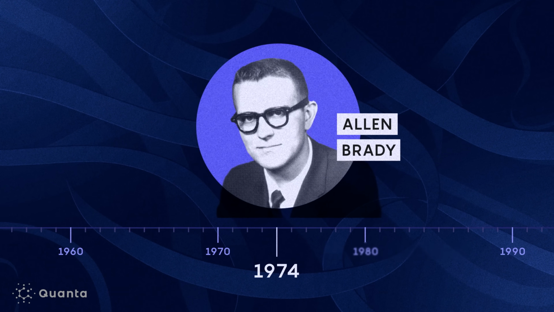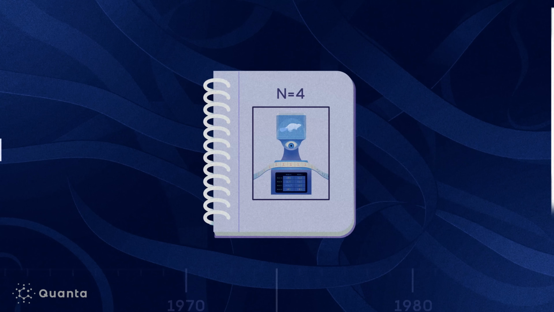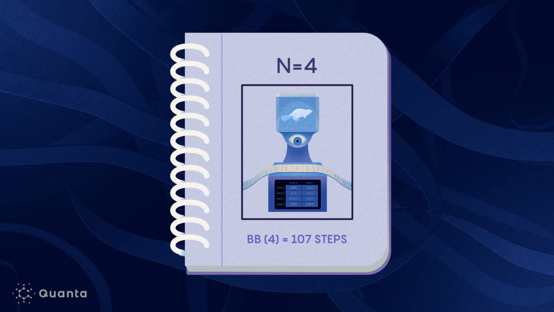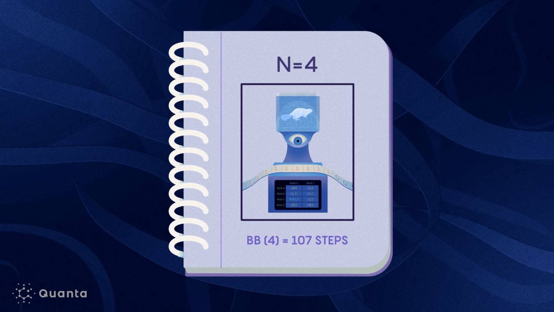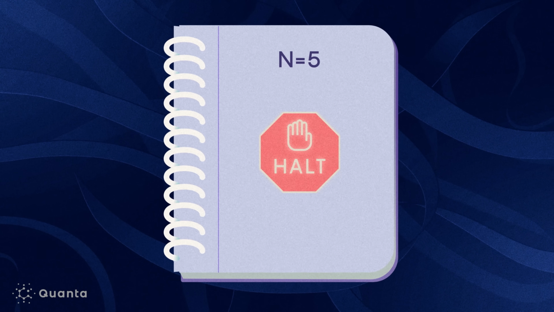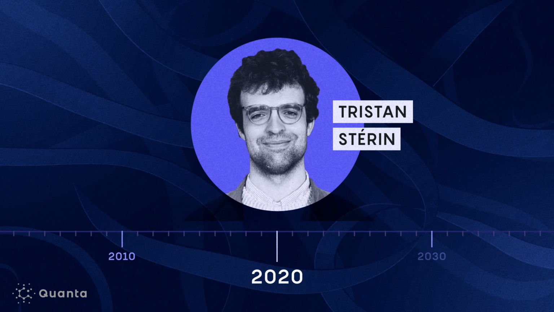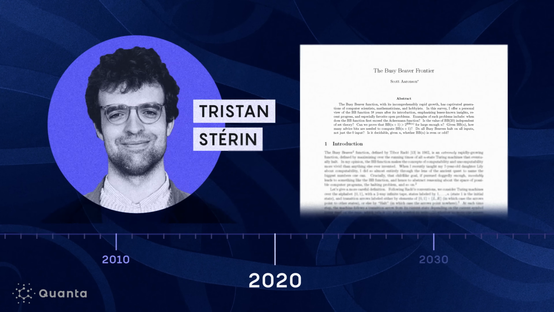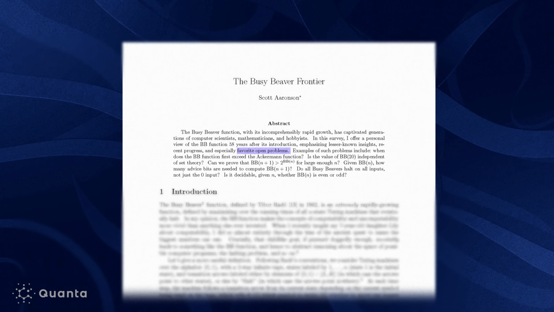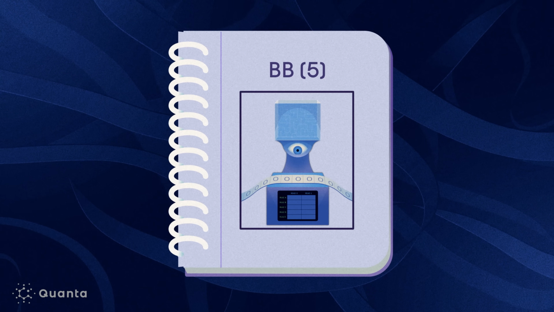But in 1974, computer scientist Alan Brady finally succeeded. He determined that the Busy Beaver for a 4-rule Turing machine runs for 107 steps. For decades, BB4 looked like the end of the road. But then a French graduate student named Tristan Sterrin entered the picture. After reading an article by computer scientist Scott Aronson, Sterrin got hooked on BB5. It felt hard enough, but not too hard. It's what you want in an open problem.